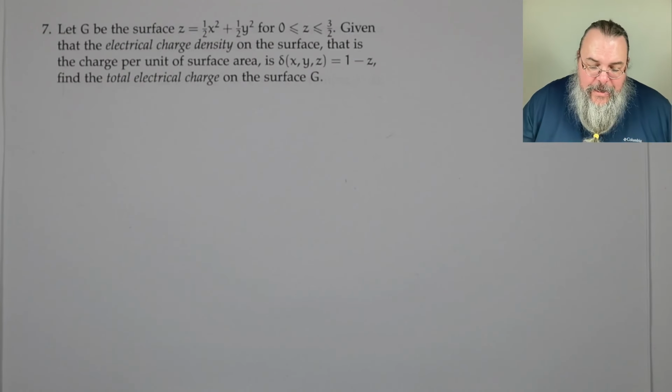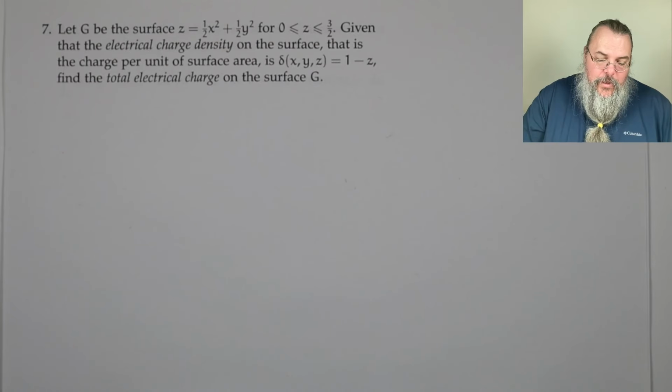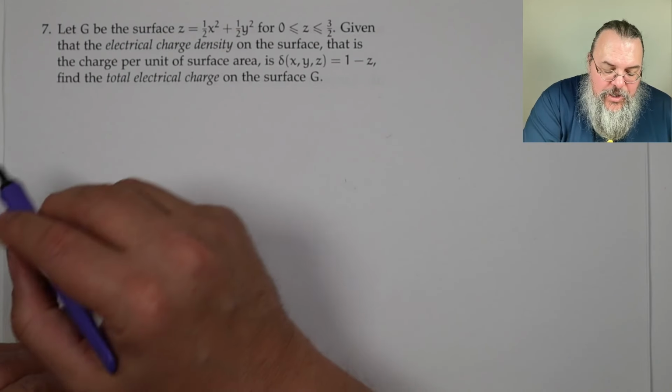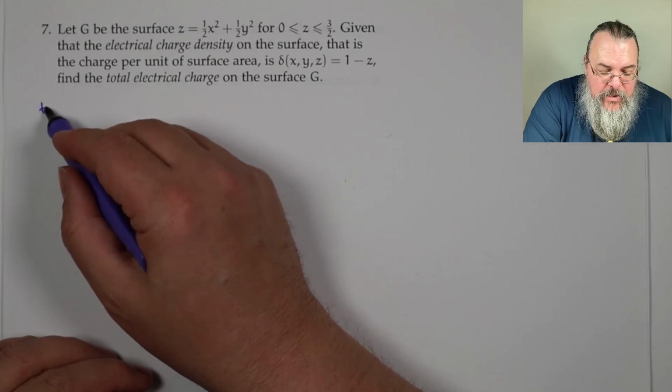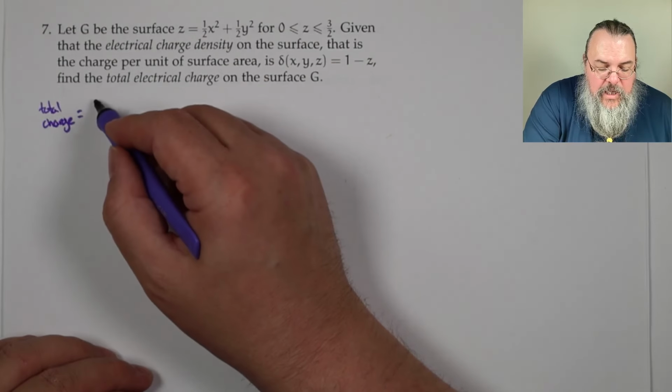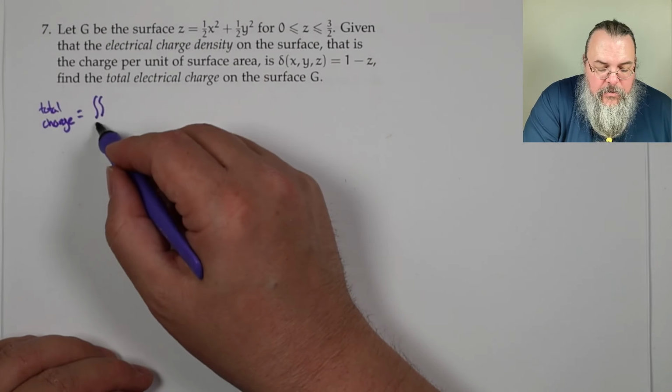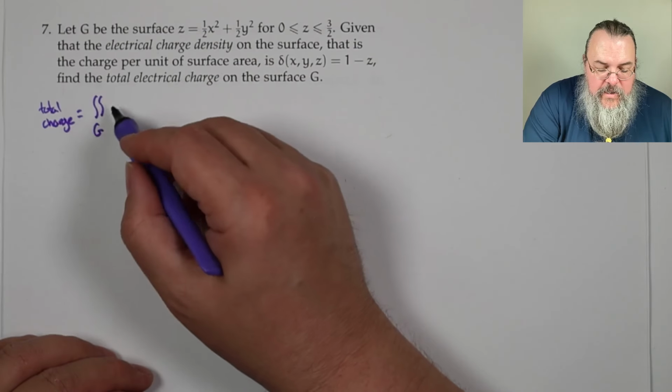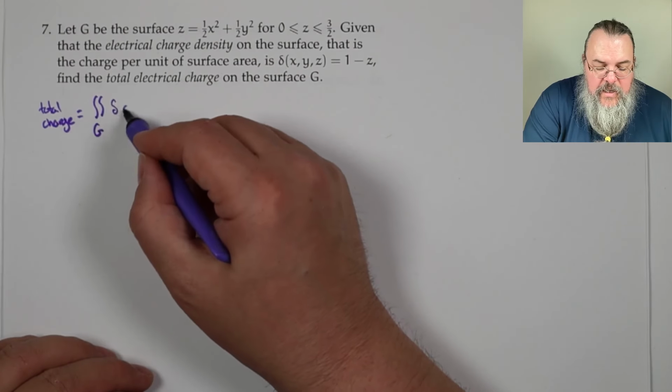So we say, okay, idea. What's our idea? Well, our total charge is going to be equal to the integral over our surface, our density, dS.